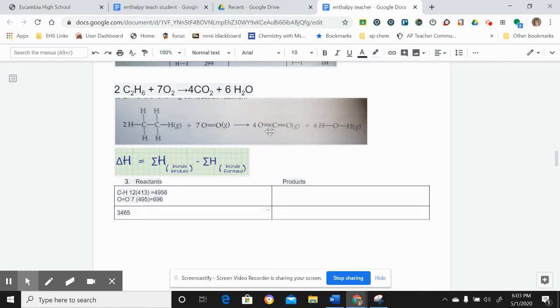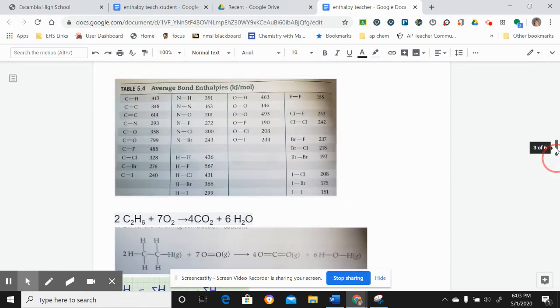I have a C double bonded to an oxygen here. How many bonds do I have here? I have 2 in carbon dioxide. But how many molecules do I have? I have 4. So 2 times 4 gives me 8 total. Do you see this? 2 times 4 gives me 8. I look up at the chart. C double bond oxygen gives me 799.